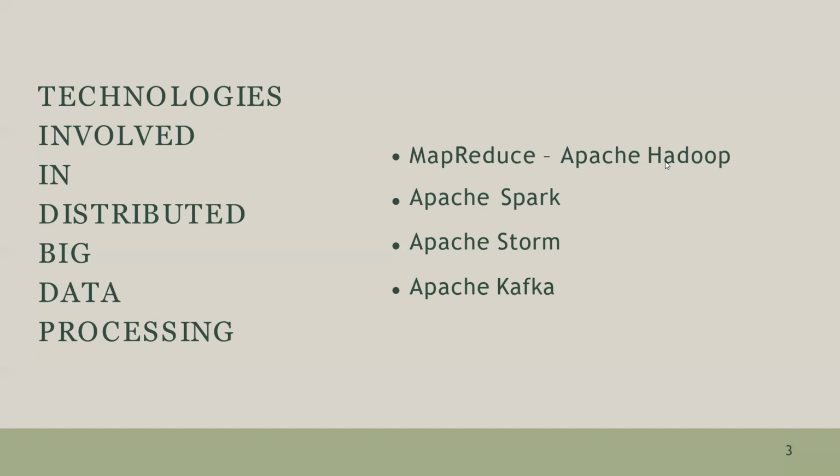Hadoop is preferred for batch processing of data, whereas Spark, Kafka, and Storm are preferred for processing real-time streaming data.